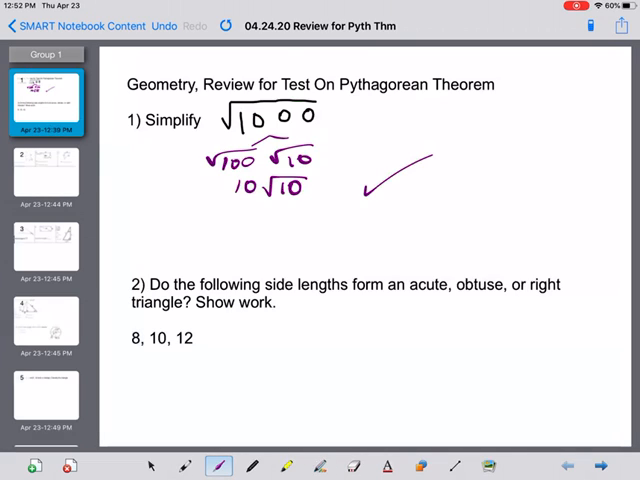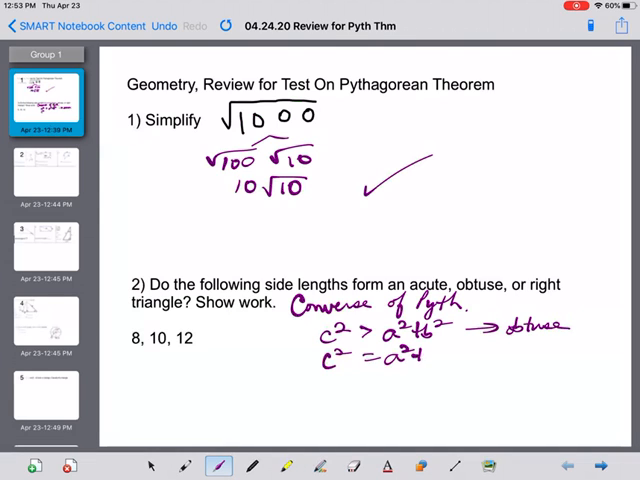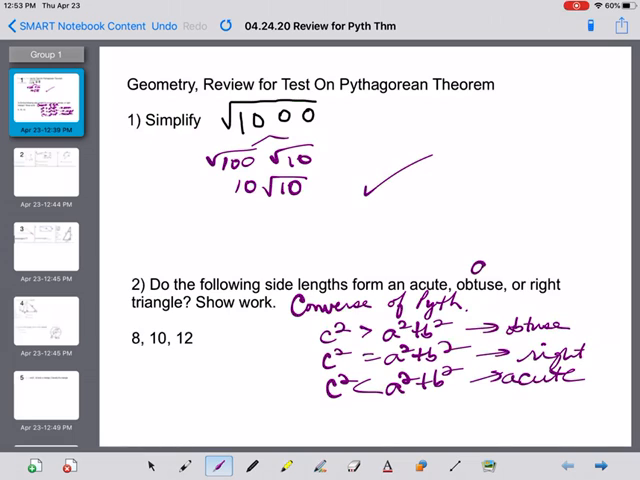Number 2. Do the following side lengths form an acute, obtuse, or right triangle? Show your work. This is the converse of Pythagorean theorem problem. So remember, if c squared is greater than a squared plus b squared, it's an obtuse triangle. If c squared equals a squared plus b squared, then it's right. And if it's less than, it is acute. And then you just have to make sure that the two smallest sides added together must be greater than c to even make a triangle. That's the triangle inequality.